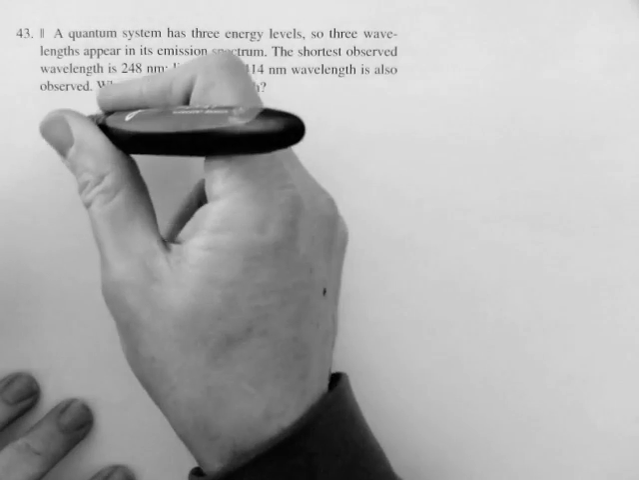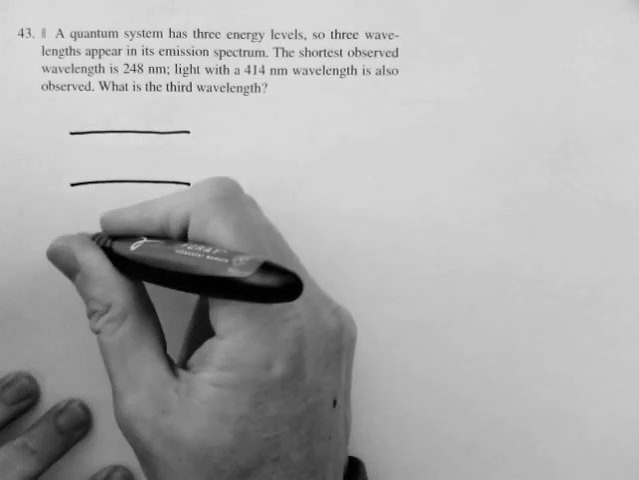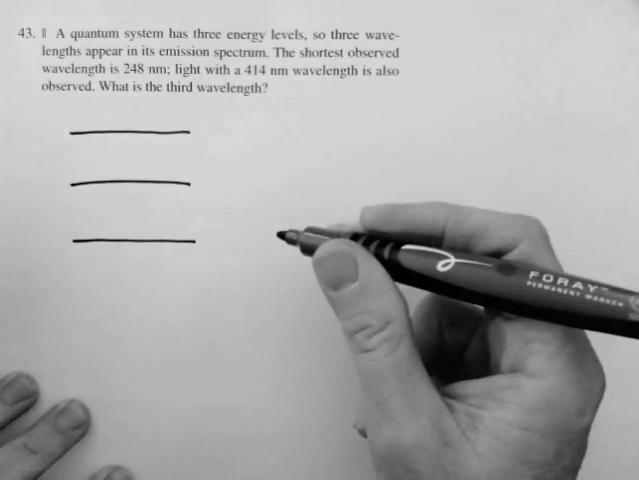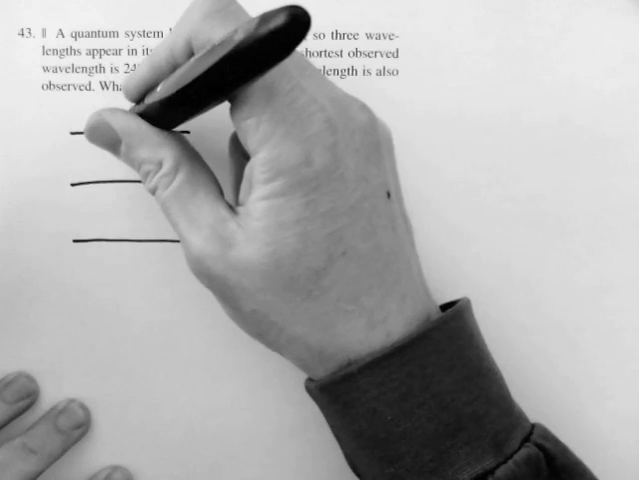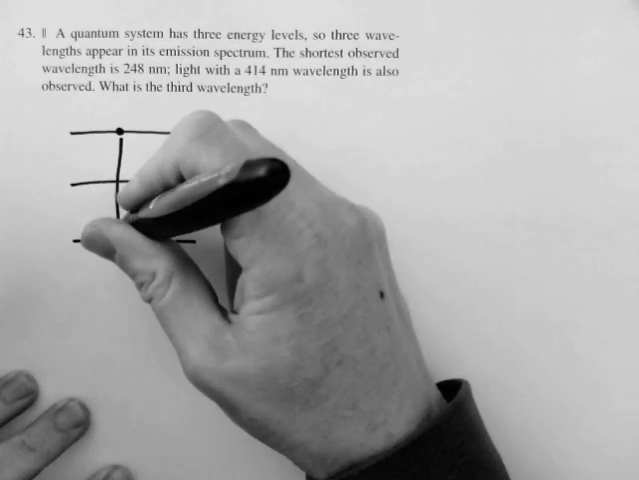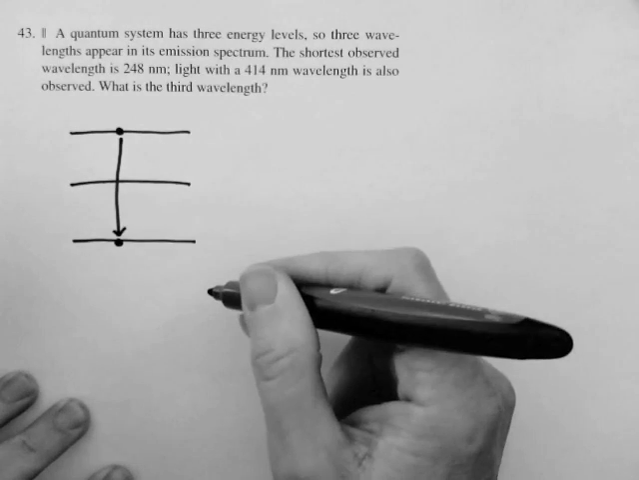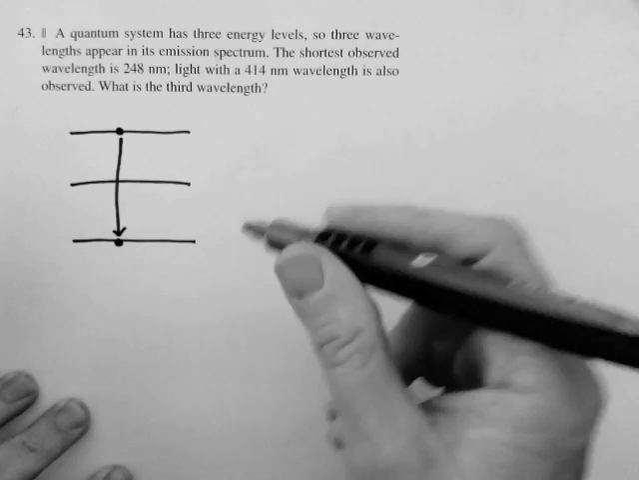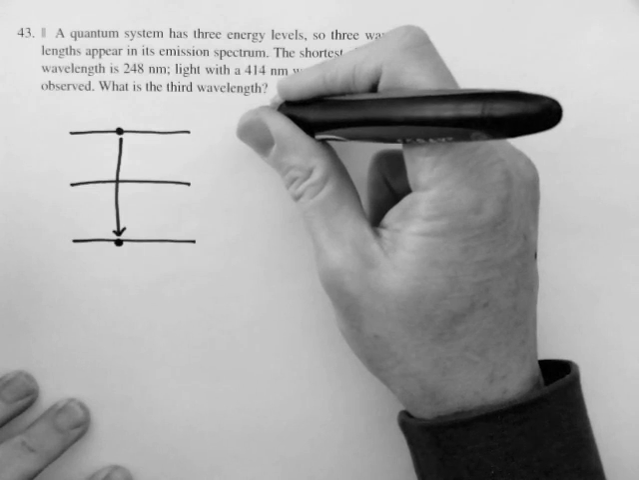Well, let's sketch out the quantum system. And this is going to be part of our preparation step, okay? The shortest observed wavelength is 248 nanometers. That's got to correspond to the biggest possible energy transition that can happen, which means from the top state to the bottom state. Now we can also calculate the energy corresponding to 248 nanometers. That's a good preparation step.